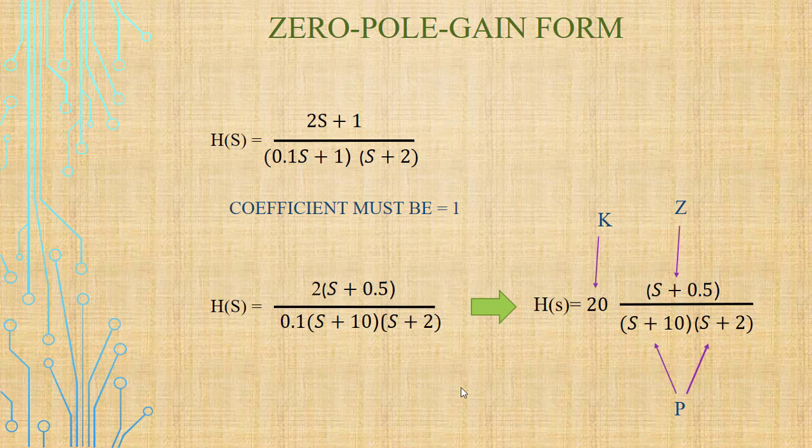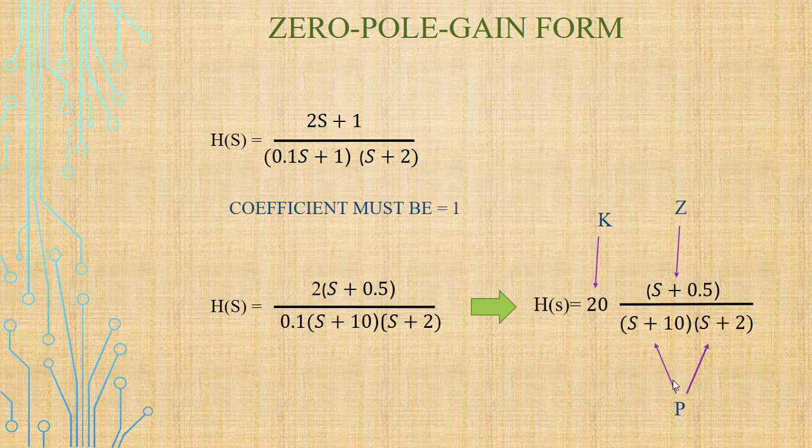Now we have system H and we want to specify zeros, poles and gain of the system. We must pay attention that the coefficient of s must be 1. Now by factoring, we can write our equivalent expression. We have here 20 as a gain of our system. We have here 1 zero, minus 0.5, and 2 poles, minus 10 and minus 2.